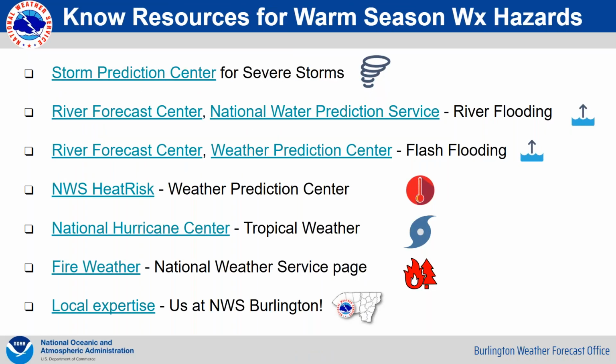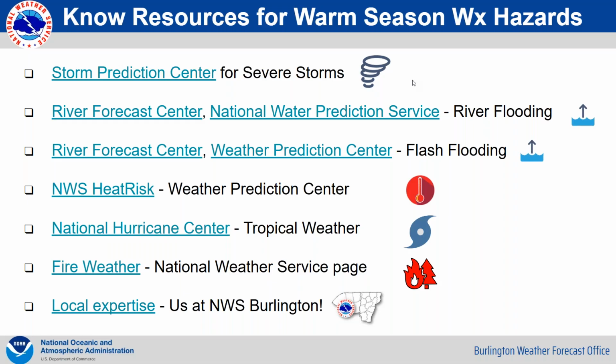Here I have listed all the known resources for our various warm season hazards in our agency. You won't be able to click the links, of course, here on this presentation, but I would encourage downloading the PDF, and that way you can access those links. The Storm Prediction Center are experts for severe storms. So as far as predicting severe weather hazards like hail, damaging wind, and tornadoes, these guys are the experts. We work in coordination with them when it comes to issuing our watches.